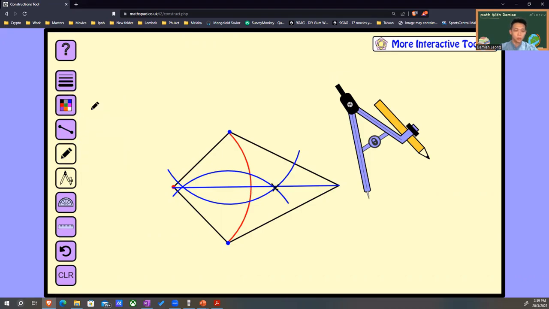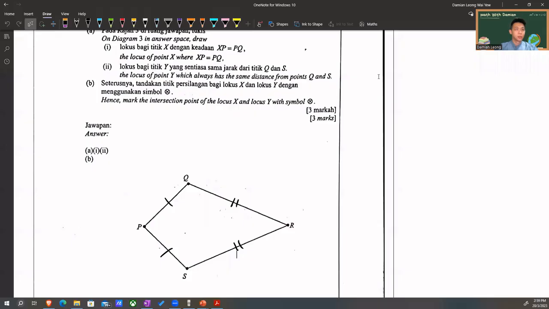Sorry, not here. This point where both locus cut each other. That's the intersection point where we want to mark the X. Yeah, so it'll be something like this. And the method of doing will be like this. My drawing is slightly off, but that's the idea of how you do it. Okay, so that's for this question. The intersection point is the part B, sorry.